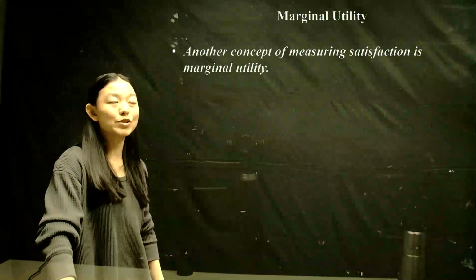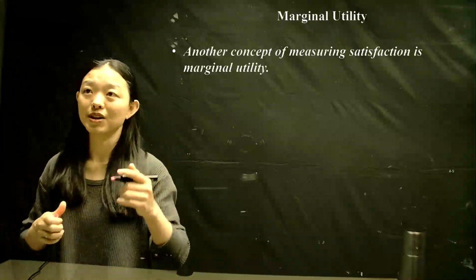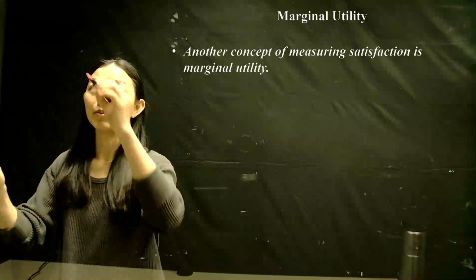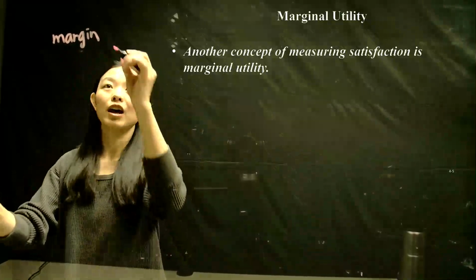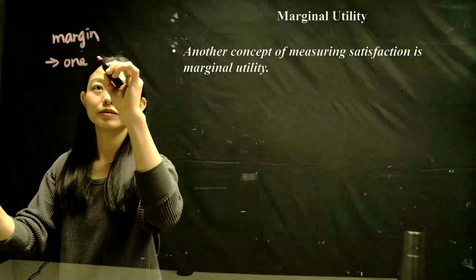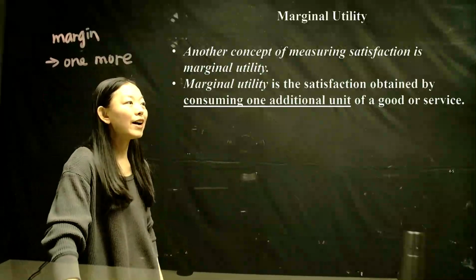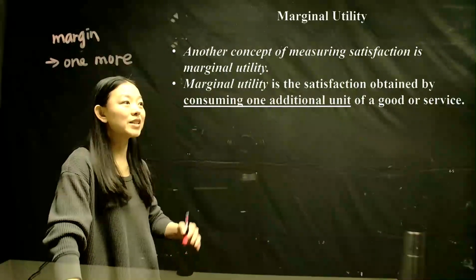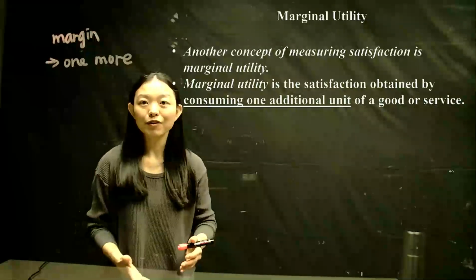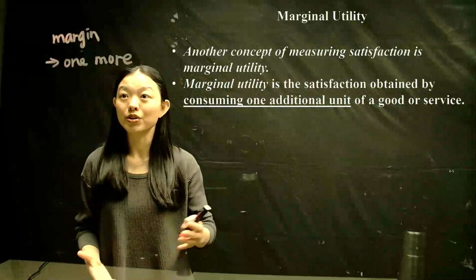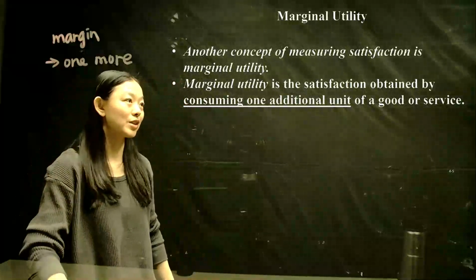There is another concept for measuring satisfaction, and that is marginal utility. Margin, I have to say, is a very important word in economics. Margin in economics means one more. Marginal utility is the satisfaction obtained by consuming one additional unit of the good or service. If you buy one more good or service, what's the additional utility you will obtain? This is what we call marginal utility.